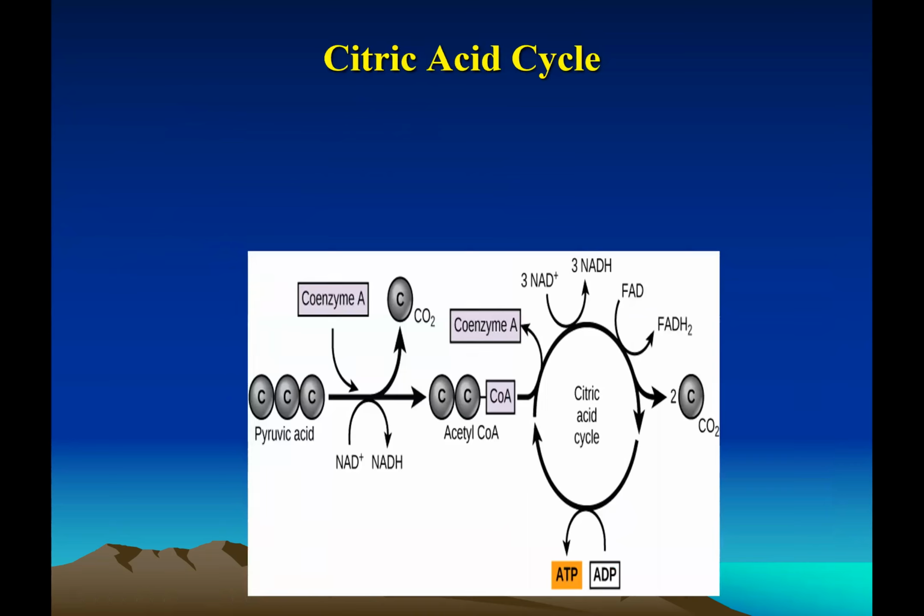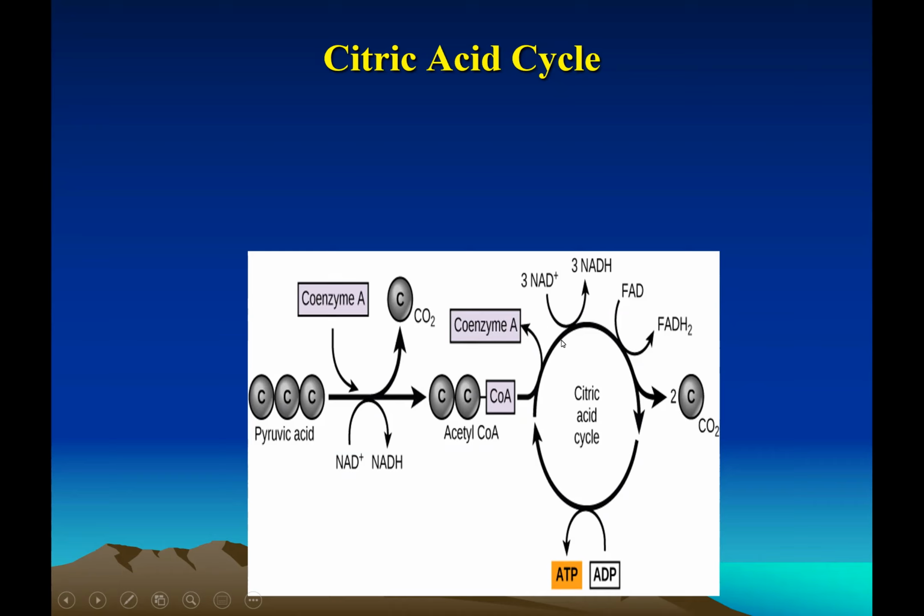Second step is called citric acid cycle. So this is a series of chemical reactions and it's a cycle that goes round and round. They all happen in the mitochondrial matrix. So the pyruvate from glycolysis is a 3-carbon compound. It will break down into a 2-carbon compound called acetyl-CoA. See, there's only 2 carbons here. Now this is small enough to enter the mitochondrial matrix in order to participate in the citric acid cycle.